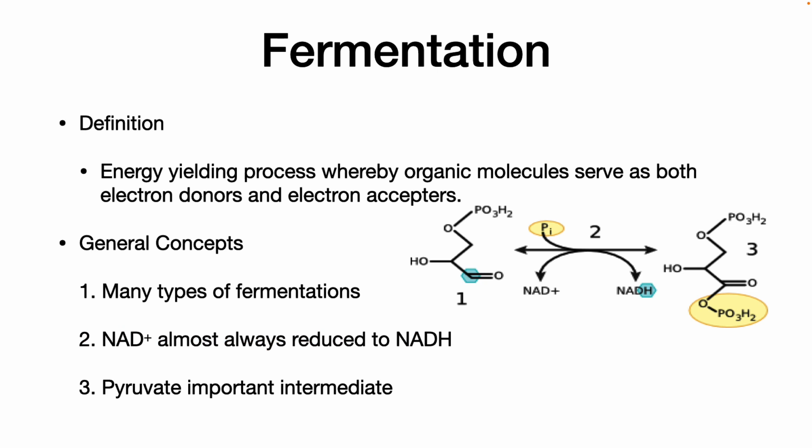I mentioned fermentation in the previous slide, so let's define it. Fermentation is an energy-yielding process whereby organic molecules serve as both electron donors and electron acceptors. There are several themes in most fermentations. First, there are many types of fermentation, and we will only cover a few of them. Second, NAD+ is almost always reduced to NADH during the catabolic process. The NADH then has to be converted back to NAD+. Pyruvate is an important intermediate.